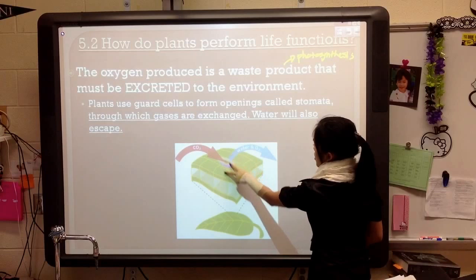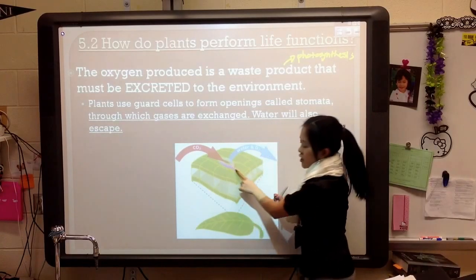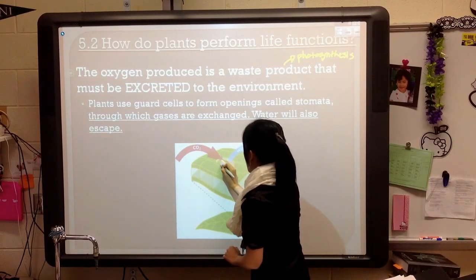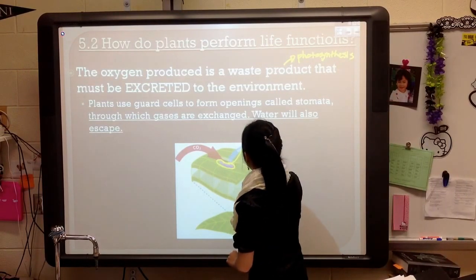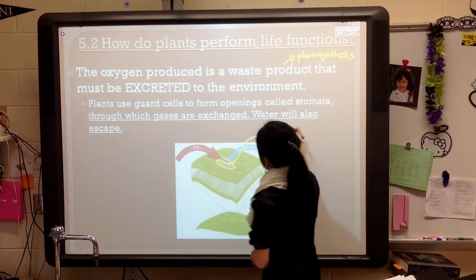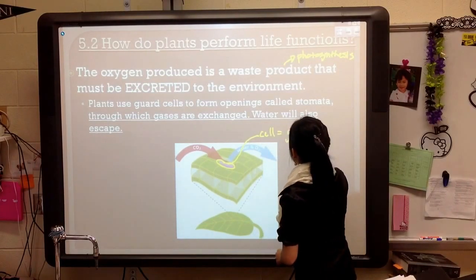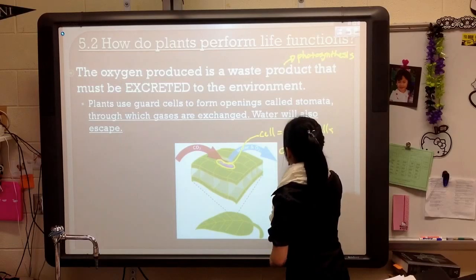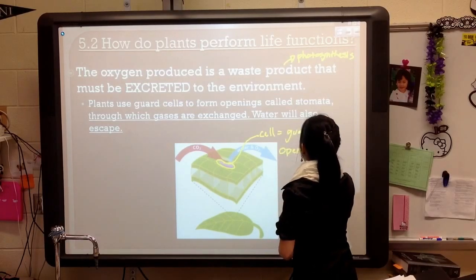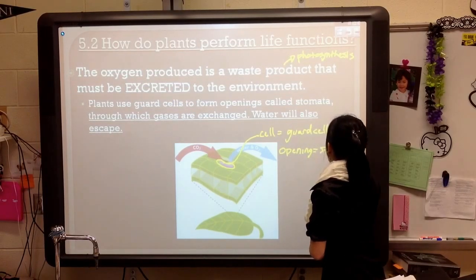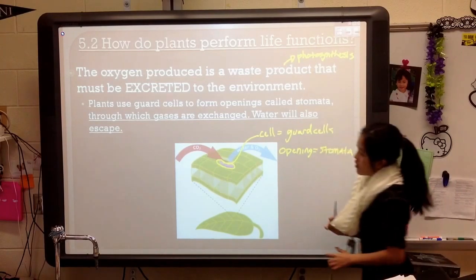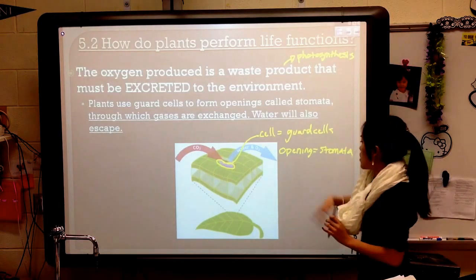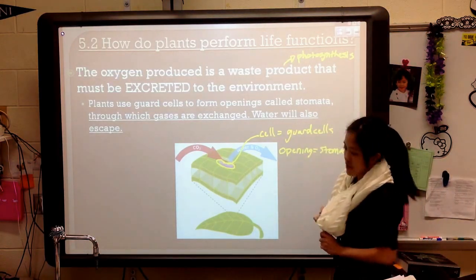So on this picture right here, you see that structure that on my picture is purple, okay, a very light purple. The outer structure itself, the cell, is going to be known as guard cells. The opening, or the hole, is going to be the stomata. You do need to know those structures, okay? So, guard cells, opening is stomata.